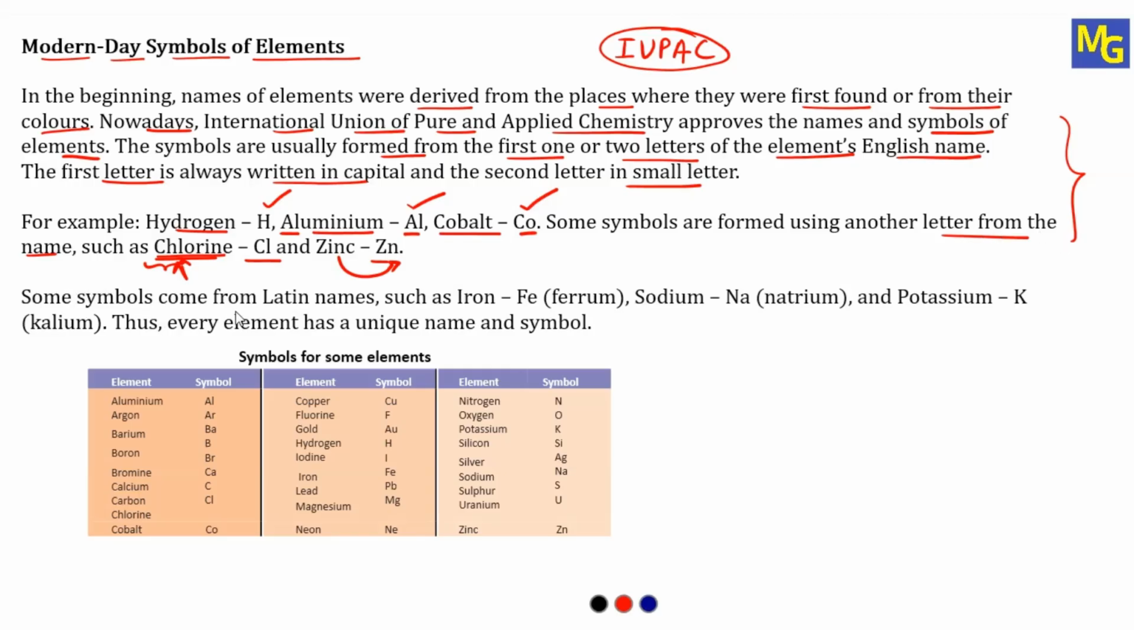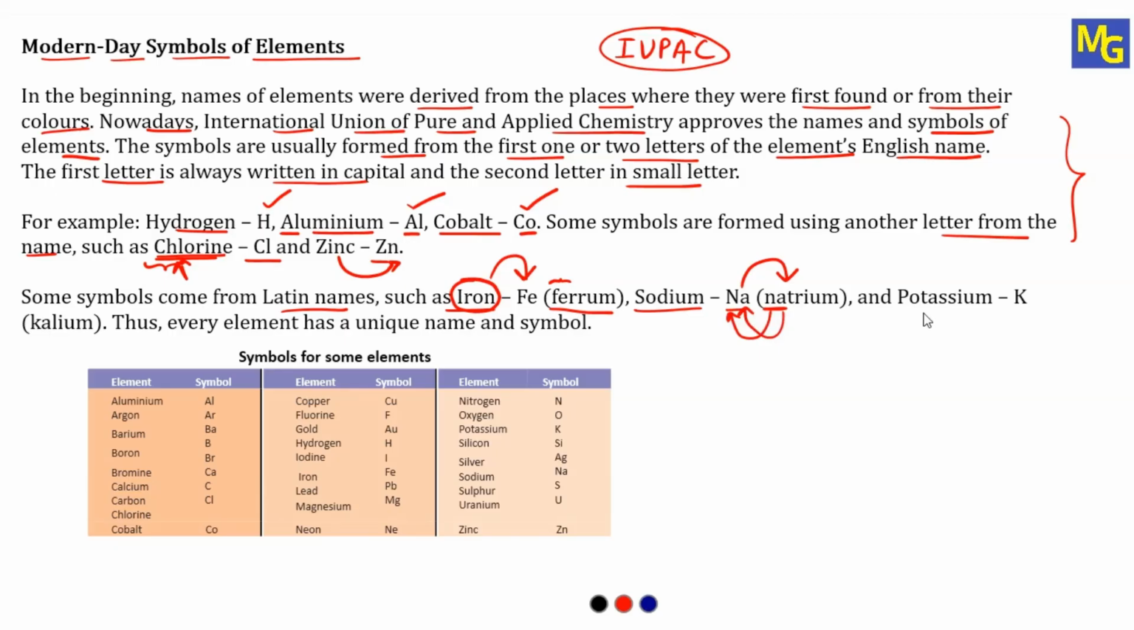Some symbols come from Latin names, such as iron, that is Fe. Iron is the name of the element, but still we write the symbol as Fe. Why Fe? Because its Latin name is ferrum. From ferrum, we have used the starting two letters F and E. So F capital, E small. Then for sodium, we are using the symbol Na, and this comes from the Greek name, natrium. From natrium, we have used the first two letters, N capital and A small.